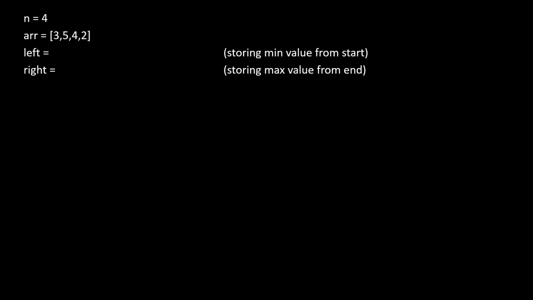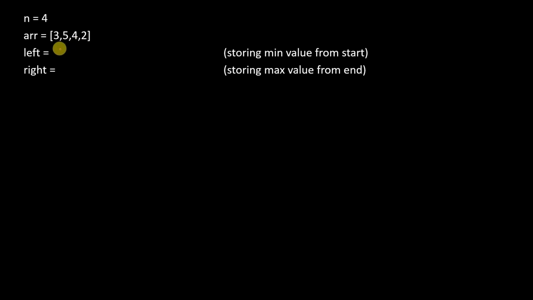So here is an example. Here n is equal to 4, that is, the size of the array is 4, and we are given an array consisting of elements 3, 5, 4 and 2. Now we have to make two vectors, left and right. The left will be storing the minimum value from the start and the right will be storing the maximum value from the end. So let's create the left array.